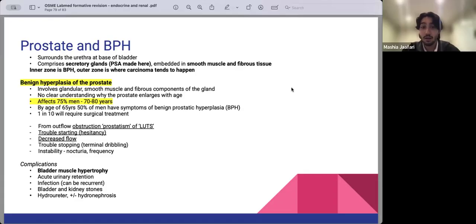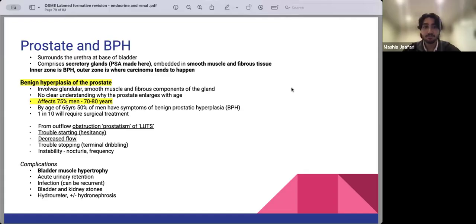The majority, almost half, of men more than 65 years old will have some degree of benign prostatic hyperplasia, and it can cause these lower urinary tract symptoms. So it's difficult to start a stream, you have decreased flow, it's hard to stop the stream once you've started. Those are all symptoms of BPH.